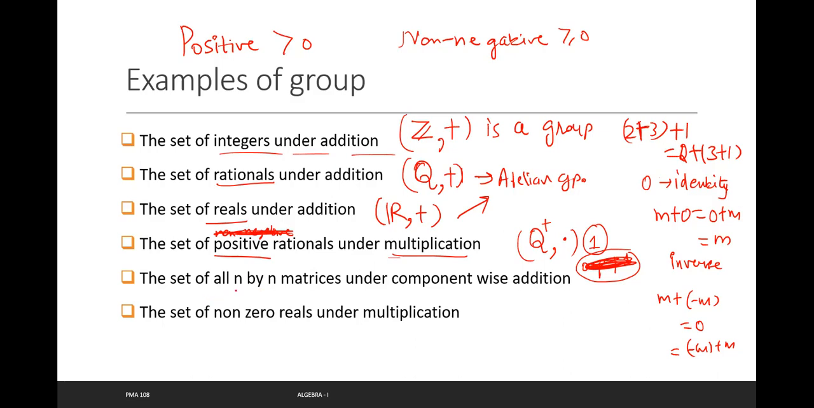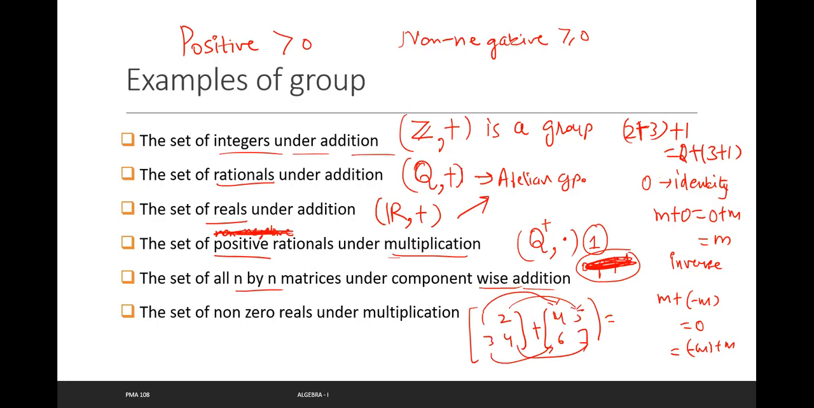Okay, then you have set of all n by n matrices under component wise addition. So matrices के सेट को भी आप ग्रुप बना सकते हैं. कौन सा ऑपरेशन मैंने डिफाइन किया? कंपोनेंट वाइज एडिशन. Component wise addition, I just hope you understand. So you have 1 2 3 4 plus 4 5 6 7. So the component wise is like first element is added to first, second is added to second, third to third, fourth to fourth. This is how.